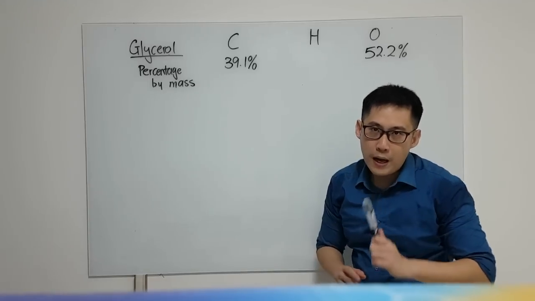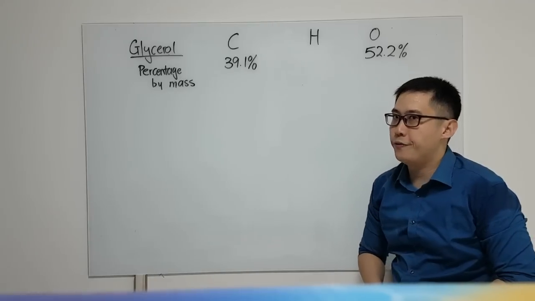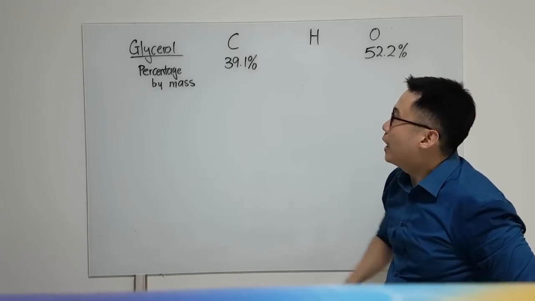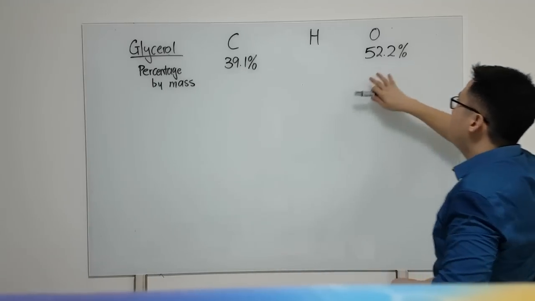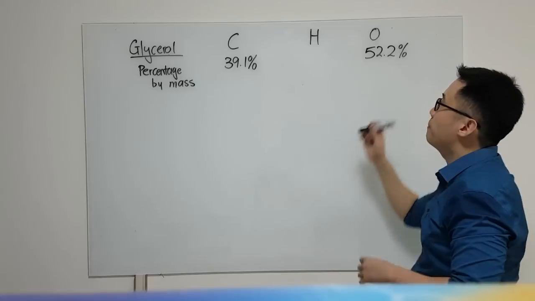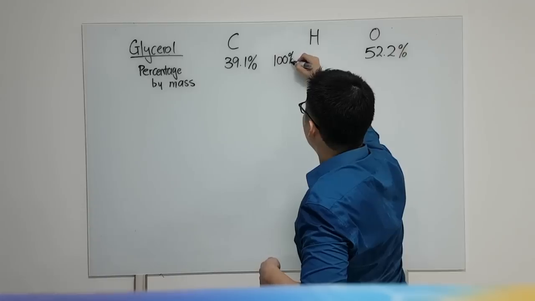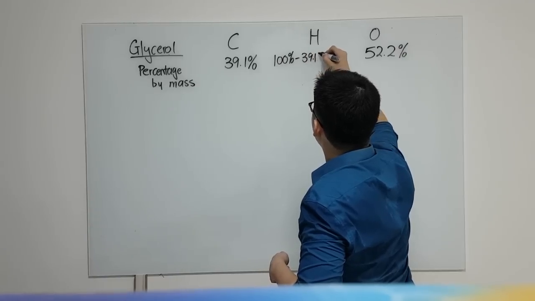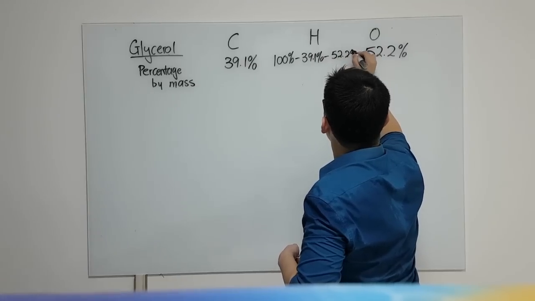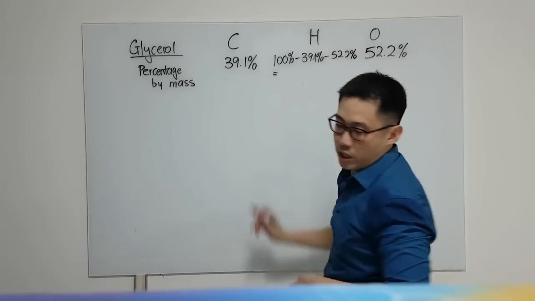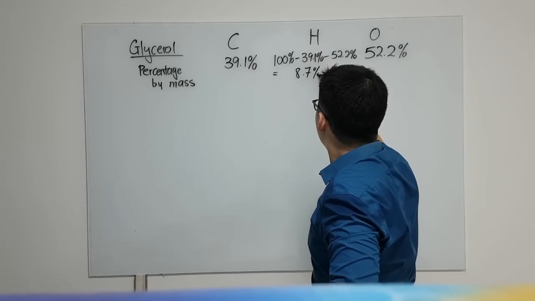Now, so what happened in this case here? First, let's find the empirical formula. In this question here, I'll approach by doing this. 39.1% by mass of carbon, 52.2% by oxygen simply tells me that the percentage by mass of hydrogen is 100% minus 39.1% and minus 52.2%. And that would give me a percentage of 8.7 by mass of hydrogen.